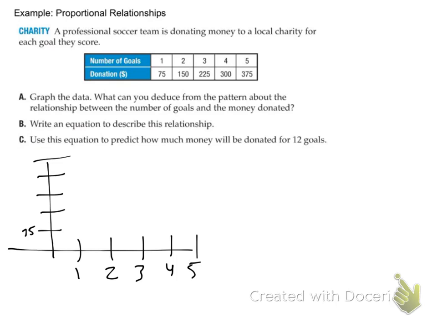I can almost say, maybe let's go by $75. $150, $225. Actually, that works out perfect. $300, $375. If I connect those all up with a straight line, boom.